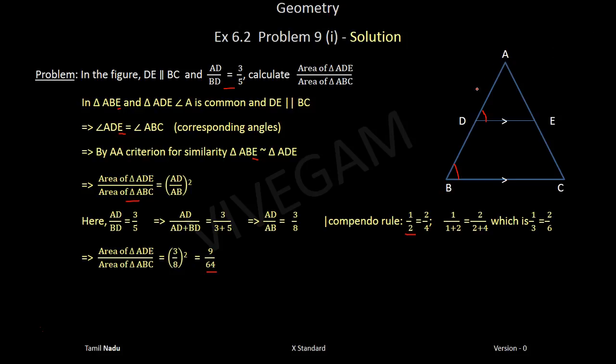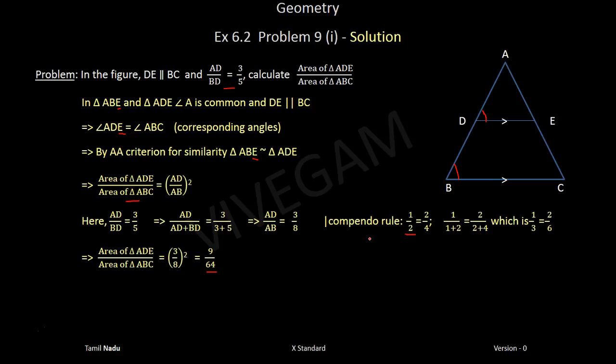So, let me repeat. First step, you have to show these two triangles are similar. That is the smaller triangle and the bigger triangle. And you know angle A is common. And you know DE is parallel to BC, which means this angle is equal to this angle, corresponding angles. So, two angles of triangle ADE and triangle ABC are equal. Then by AAA similarity, both the triangles are similar. Once that is known, the ratio of the areas of the triangles is the square of the ratio of the corresponding sides. So, that is what you are doing here. Okay.